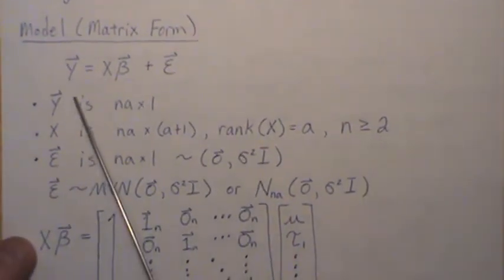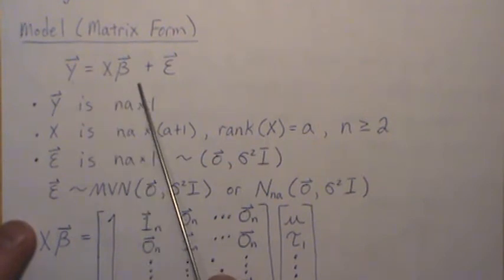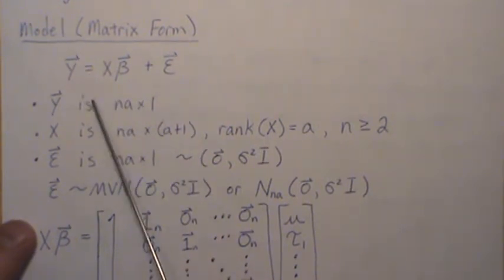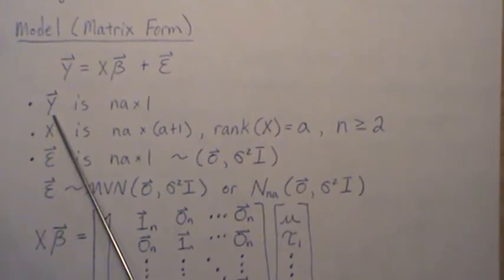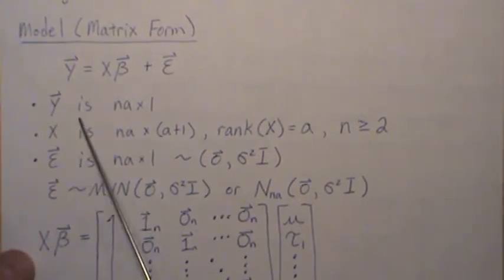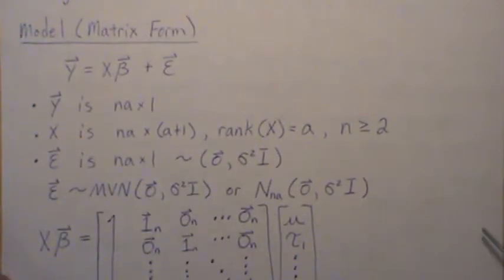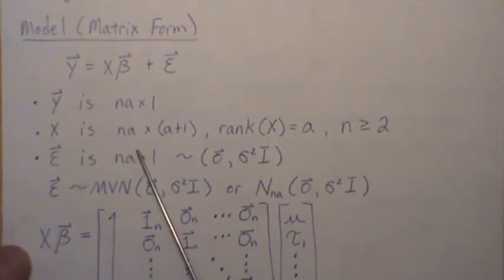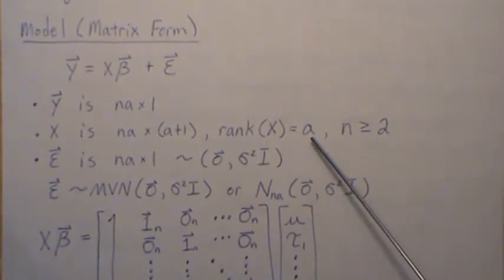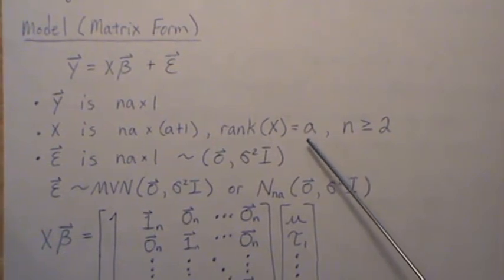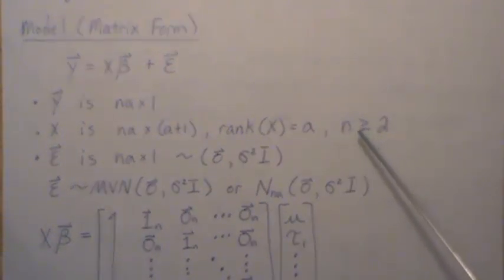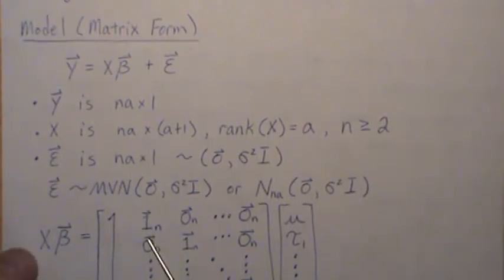Matrix form is going to be similar. It's y equals X beta plus epsilon. Those are vectors because y holds all the response data. It's NA by 1, so it's a very long vector. X is the design matrix, and it's NA by A plus 1, has a rank of A, so it's actually not full column rank, and you'll see why in a second. And we have to have at least N equal to 2 or more.